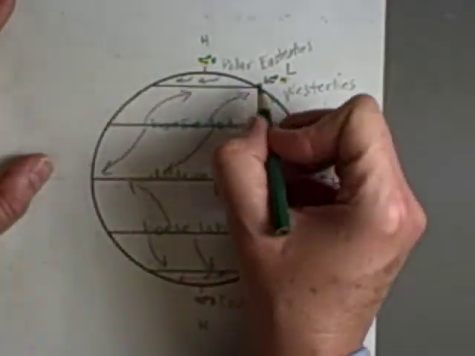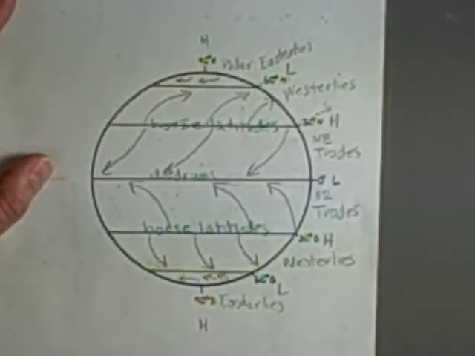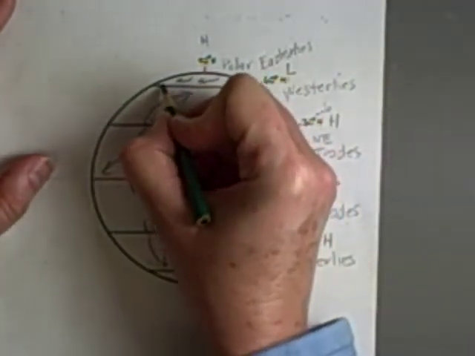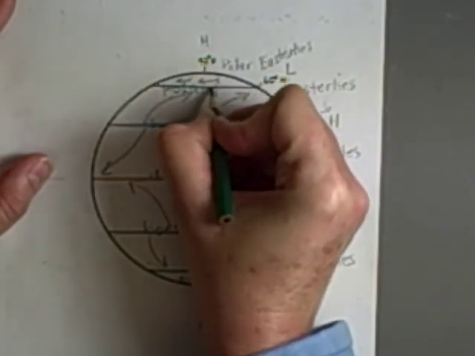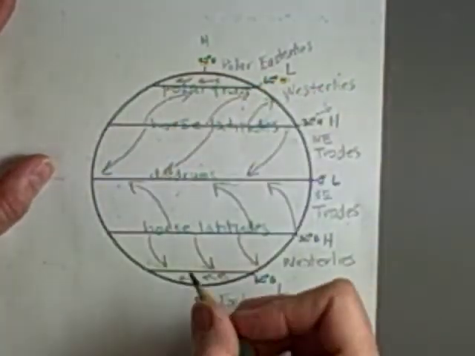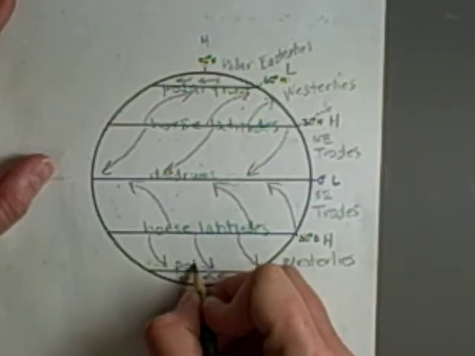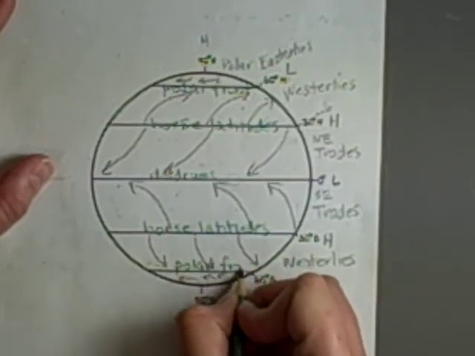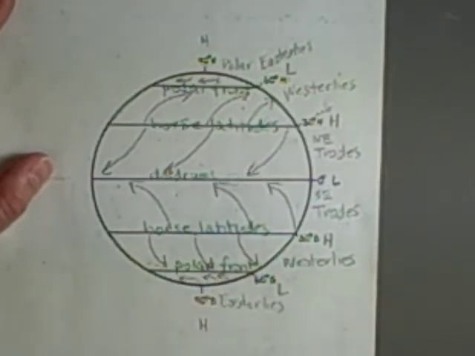All right. And finally, between the polar easterlies and the prevailing westerlies, we are going to have what's called the polar front. Okay. And again, down here, the polar front. And that is the boundaries between the westerlies and the easterlies.